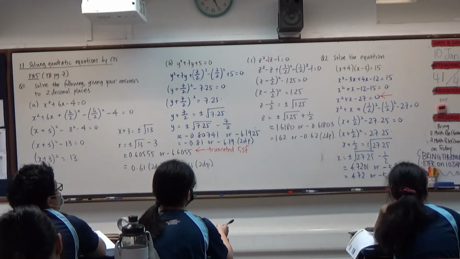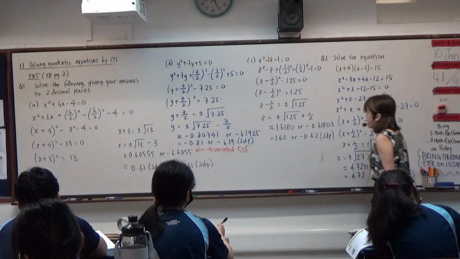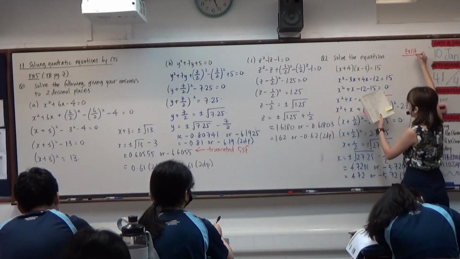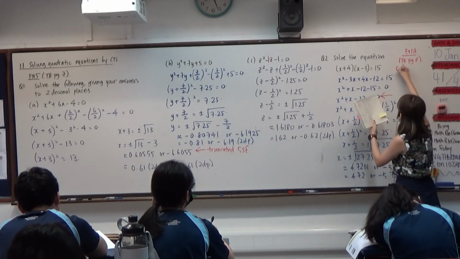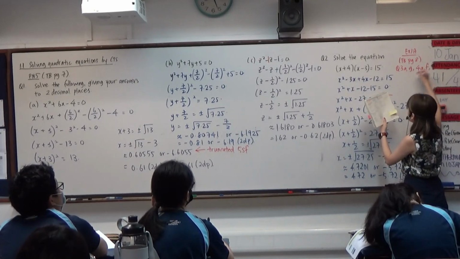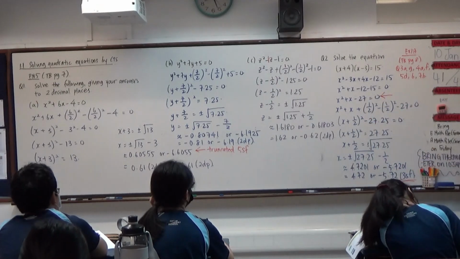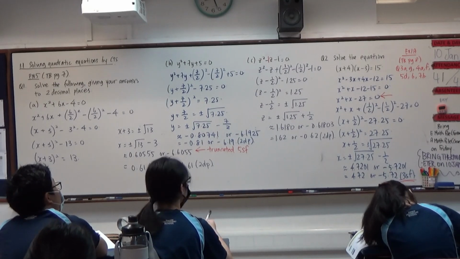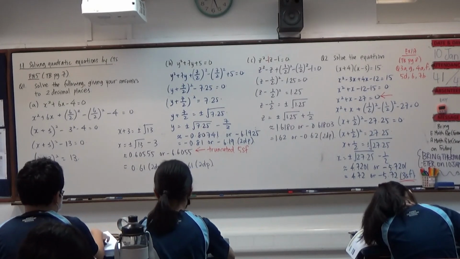Any questions? Right, so with that, we're done with completing the square. So homework comes in. Exercise 1A, that's in your textbook, page 8. I want you to do these questions for homework: 3AG, 4AF, 5B, 6 and 7B.